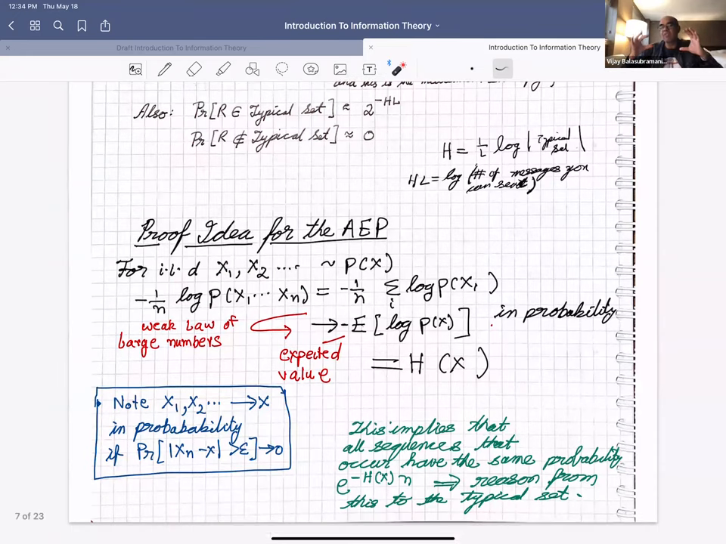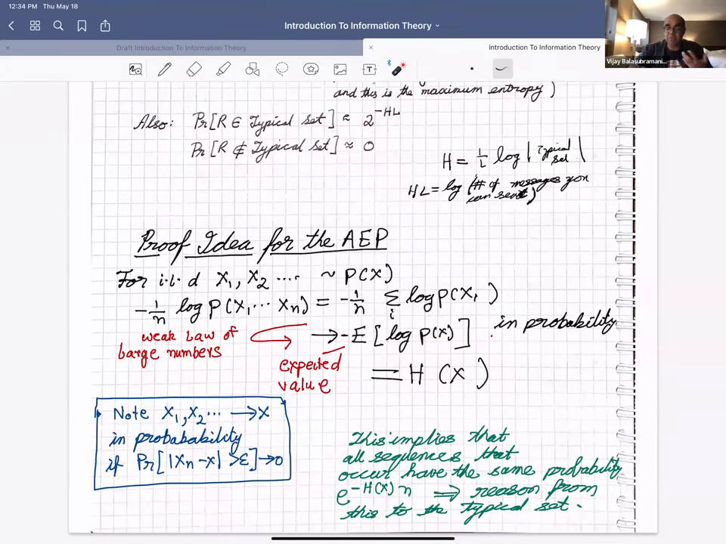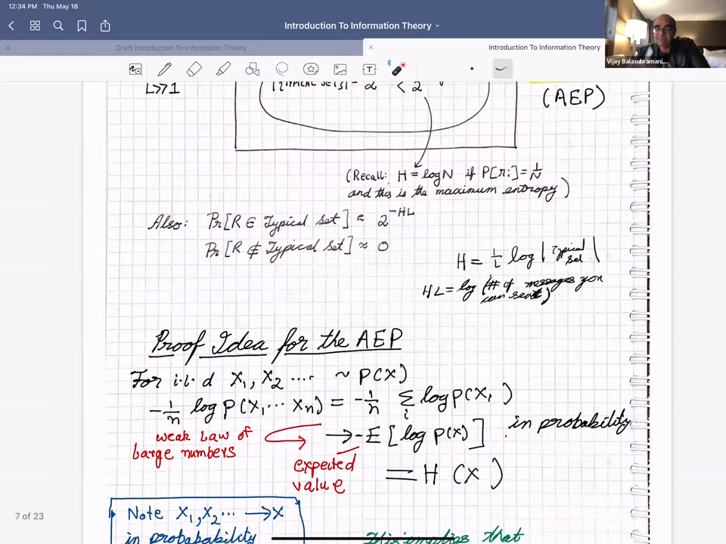So that's how you derive the fact that there's a typical set. And within the typical set, the probability is given by 2 to the power minus h, the entropy, times the length of the sequence. So this is a theorem you can prove in this way.